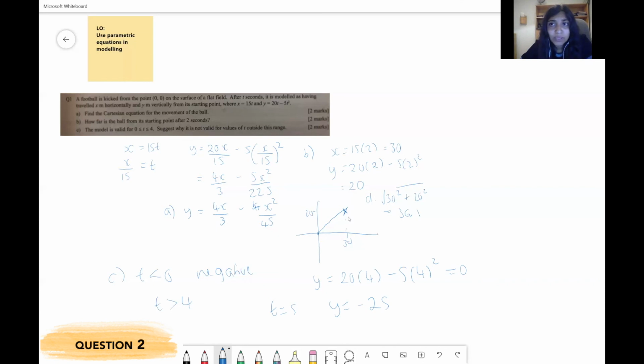You can only have a positive height, as a ball can't go below the ground. That won't make sense. So for any t that's greater than 4, you get a negative value for y, so that won't make sense. Therefore you can only have a value of t that's between 0 and 4.